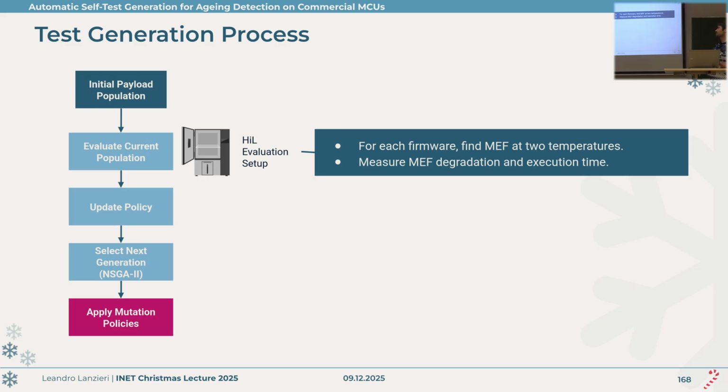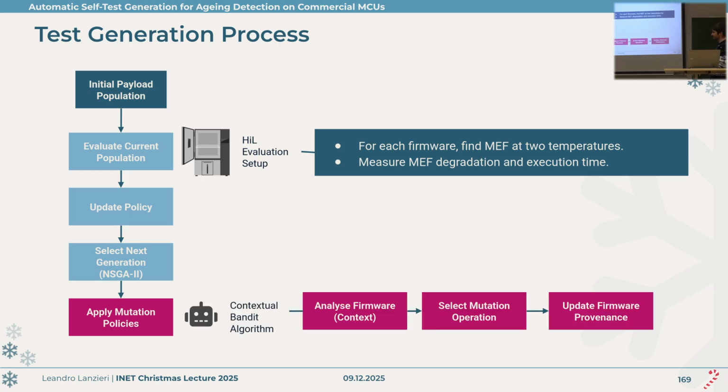and we apply mutations depending on a given policy. For this policy, what we are currently testing is a contextual bandit algorithm that would take the firmware, calculate some metrics, and based on this, propose a change or mutation operation on the firmware and update the firmware correspondingly. With this new firmware, we inject it again in the loop and do this iteratively until we get a payload that does better than the ones we were testing. And we did some initial tests for this.